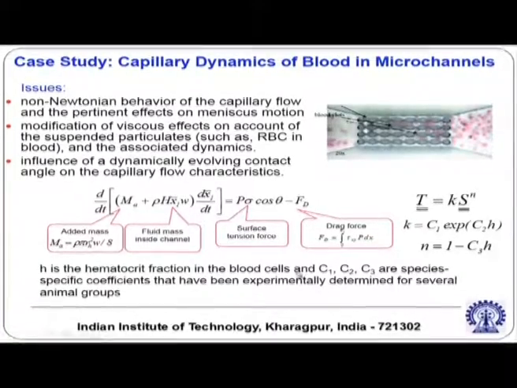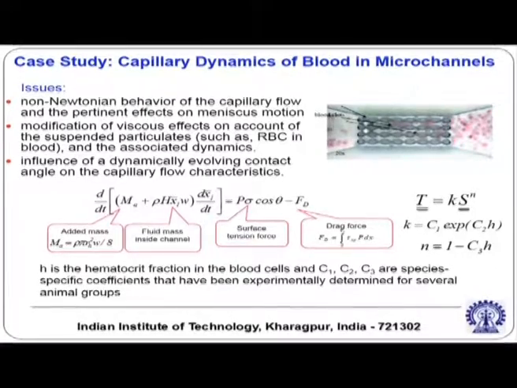Let us say that we are analyzing the blood flow through a rectangular channel. Whatever we did for the circular channel, the similar thing will be there in the mathematical modeling paradigm, but the expressions for the perimeter, area, all those things will be different.